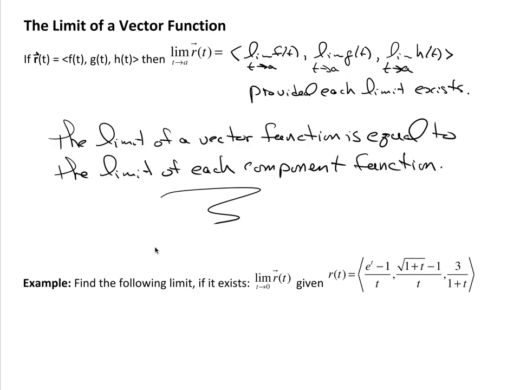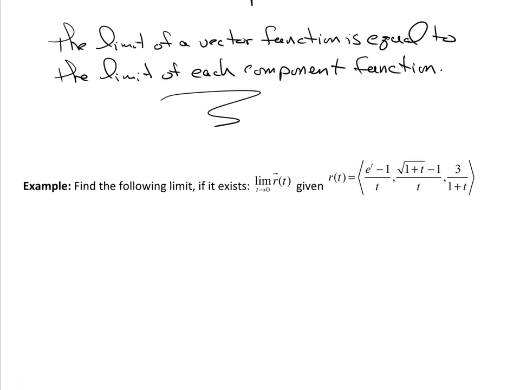So with that in mind, let's take a look here at an example. Let's find the following limit, of course, if it exists. I want to find the limit as t goes to 0 of r of t, given r of t equals this function here. Well, I'm going to jump right into this and just simply take the limit of each individual component function.